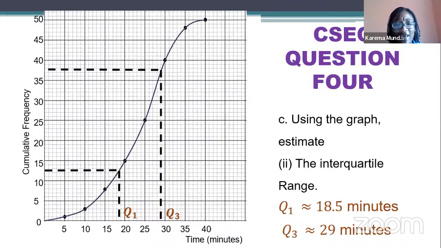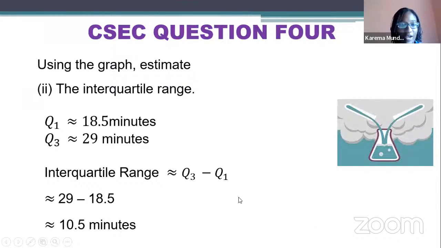So what did we say was the interquartile range again? That word range coming up again. How do we find it? The interquartile range is the difference between the upper quartile and the lower quartile. So what do I need to do here then? Minus 18.5, which would be the lower quartile, from the upper quartile, 29. Good. And so our interquartile range would be approximately 10.5.